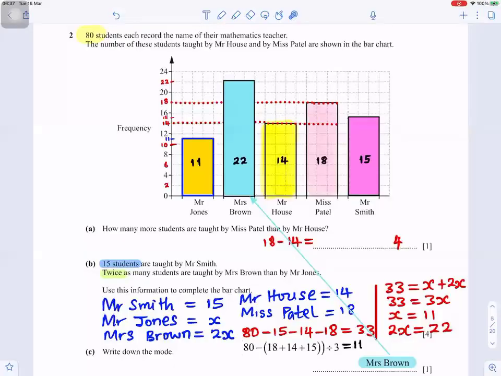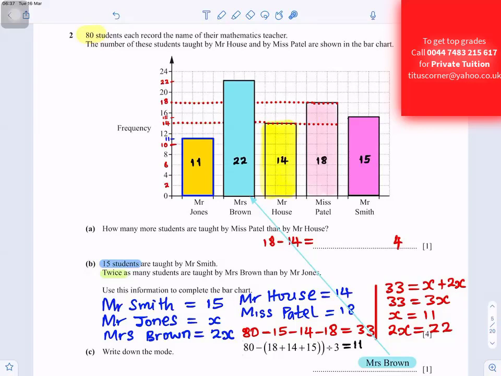For question number 2A, 80 students each record the name of their mathematics teacher. The number of these students taught by Mr. House and by Ms. Patel are shown in the bar chart. How many more students are taught by Ms. Patel than Mr. House?